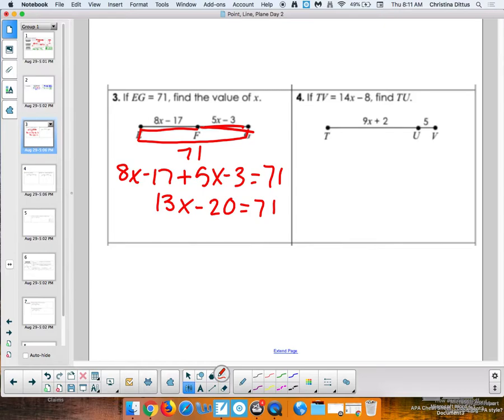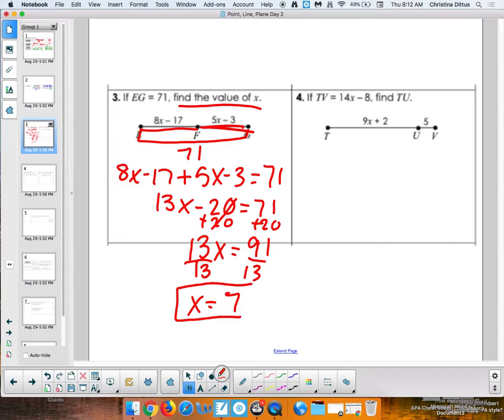Okay, from there, how do I solve? Add 20. So add 20 here, add 20 here. So 13x equals 91. Last thing to do, divide by 13. Divide by 13, good. And x equals, who's got that? 7. And that's what we're supposed to do, find the value of x. So we're done.